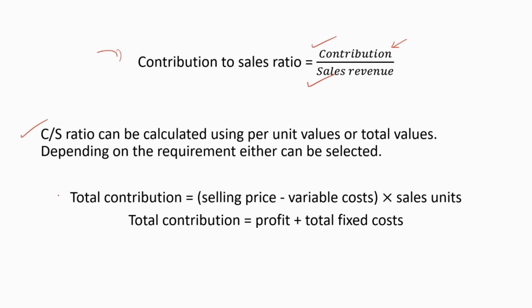Depending on the requirement and the given data, you can change for per unit values or for total values. We already know this formula. Total contribution is equal to selling price minus variable costs, multiplied by sales units. This is the contribution per unit value. Total contribution can also be calculated by profit plus total fixed cost, which is this equation. Profit is equal to total contribution minus total fixed cost. These two formulas will be helpful when calculating the contribution to sales ratio.